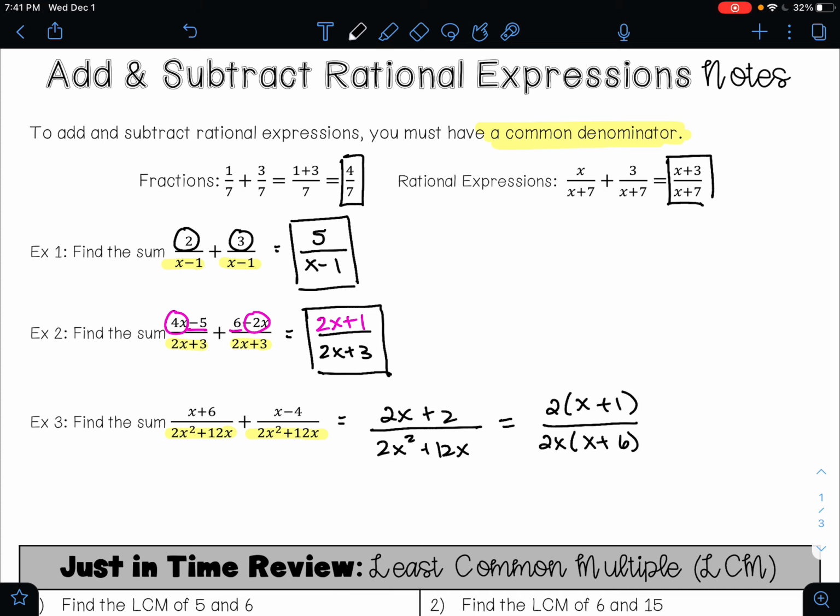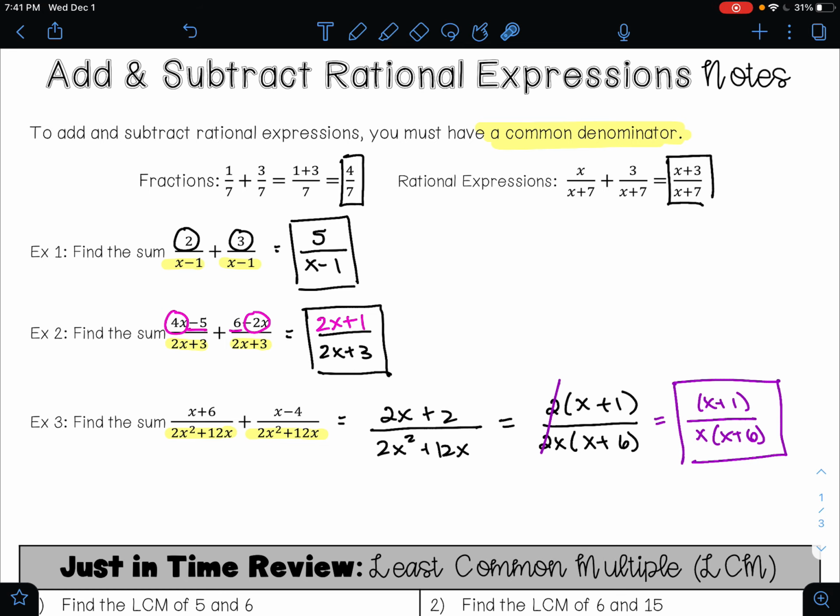Now, just like how we did for multiplying and dividing fractions, you want to look for factors that are equivalent to 1 that you can eliminate. Well, 2 has a common factor in my numerator and denominator. So my answer is going to be x plus 1 over x times x plus 6. This is as simplified as this fraction is going to get. So this is how we add fractions when they have a common denominator.